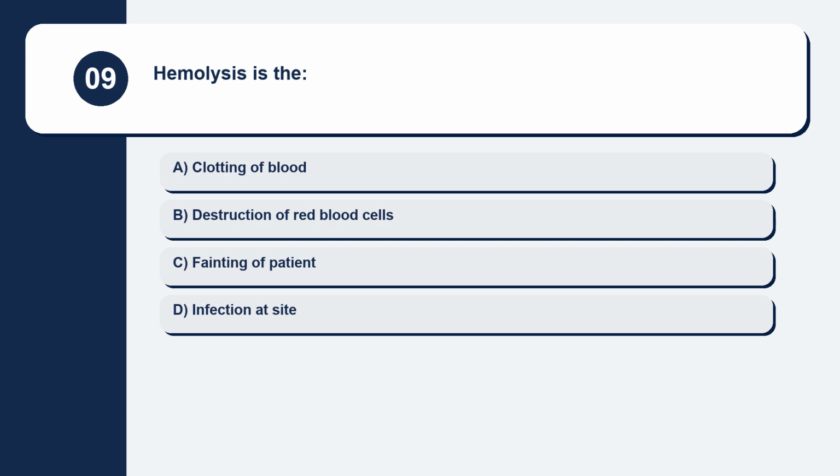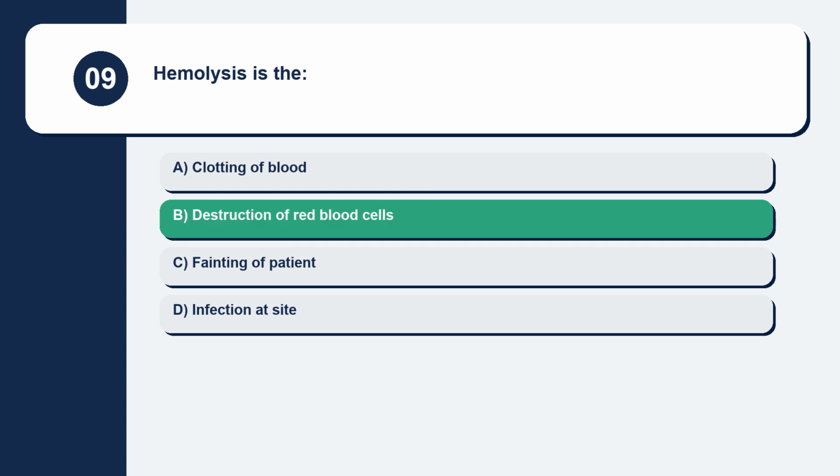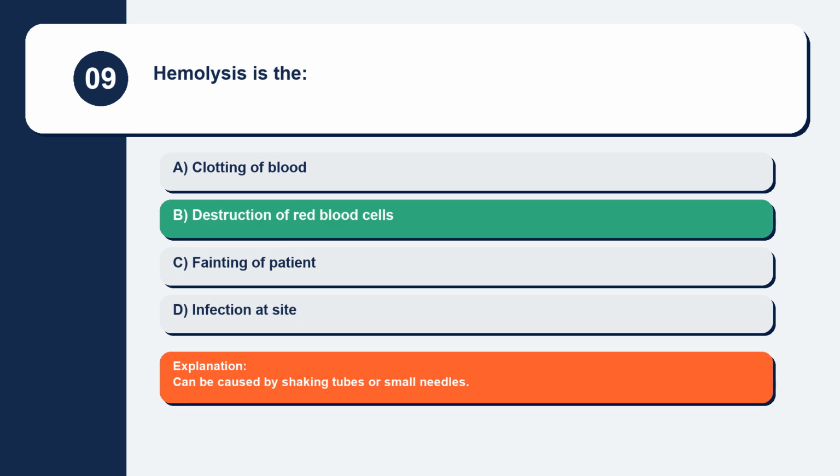Question 9. Hemolysis is the clotting of blood, destruction of red blood cells, fainting of patient, infection at site. Can be caused by shaking tubes or small needles.